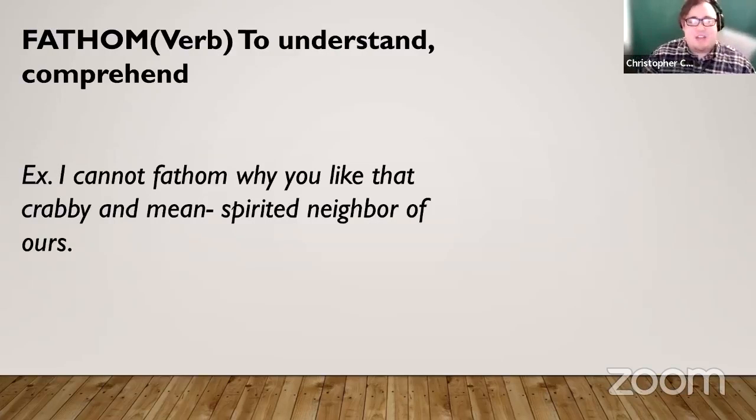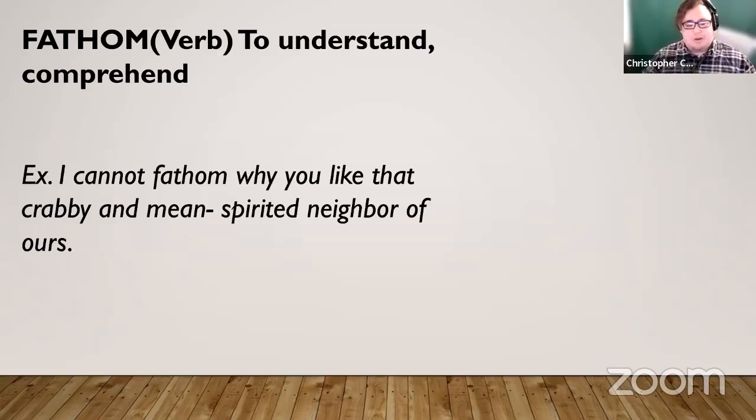This one is fathom. It's not "fathom," it's fathom. It's a verb, to understand or comprehend. I cannot fathom why you like that crabby and mean-spirited neighbor of ours.